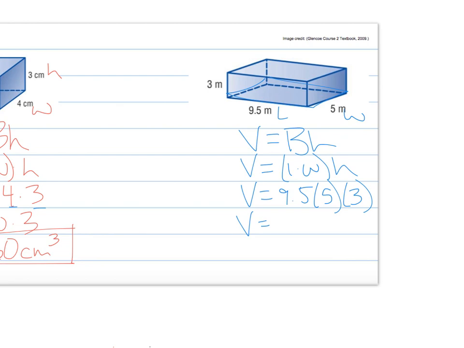I like to multiply, since multiplication can go in any order, I like to do the ones I'm familiar with first. I like to use a calculator not until the very last bit that I have to, because I think we make more mistakes that way. So 5 times 3 is 15. Then I do 9.5 times 15, which is 142.5 cubic meters. Ta-da!